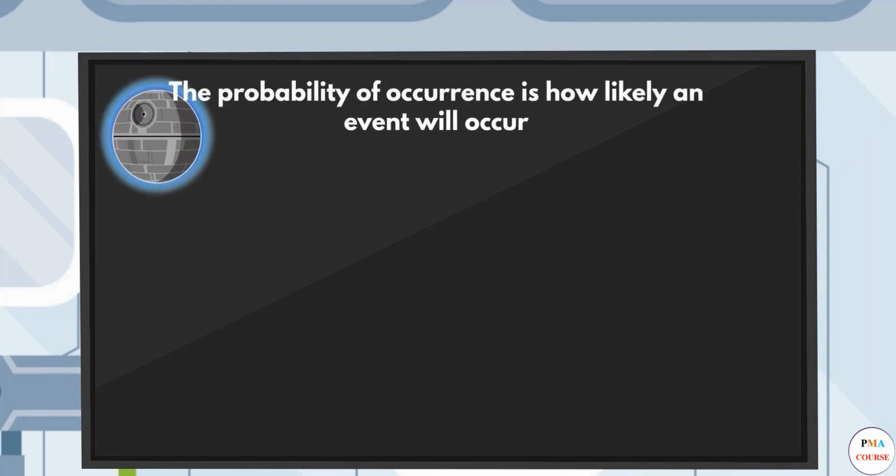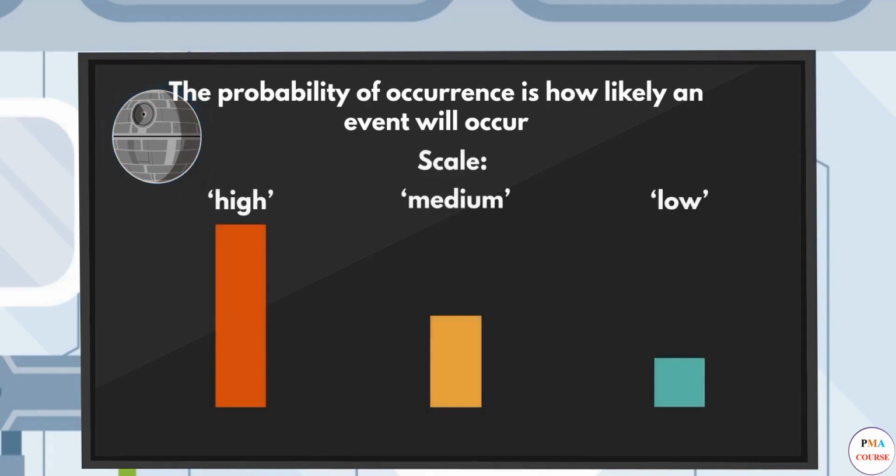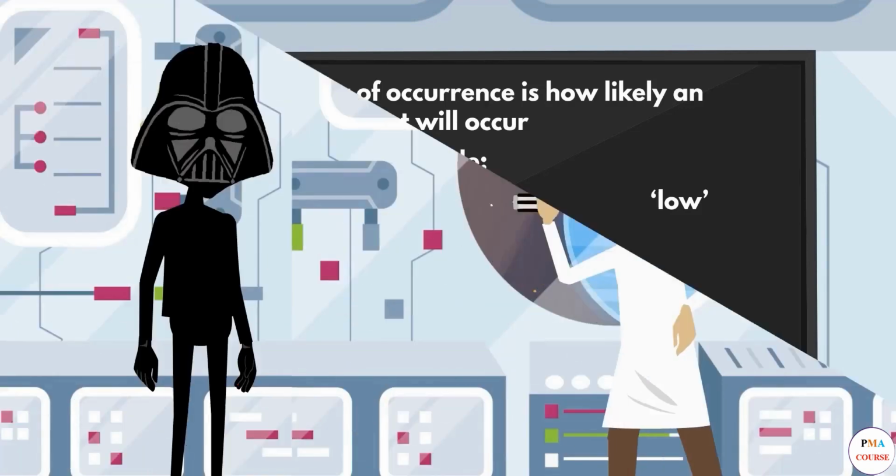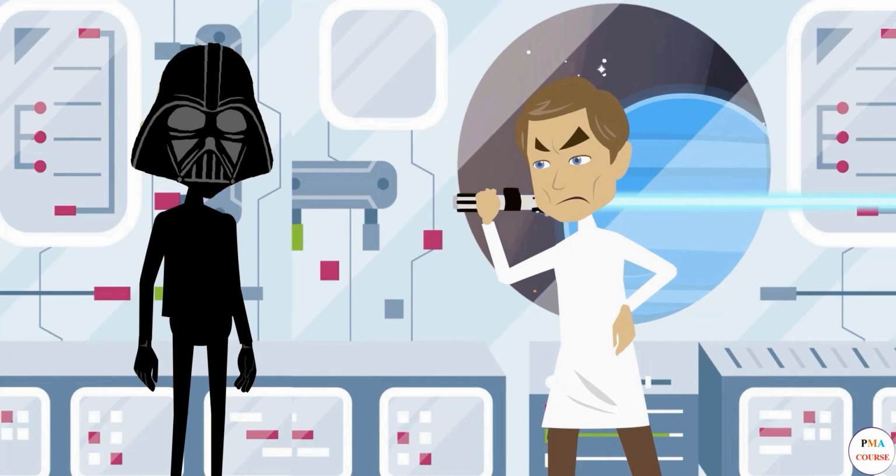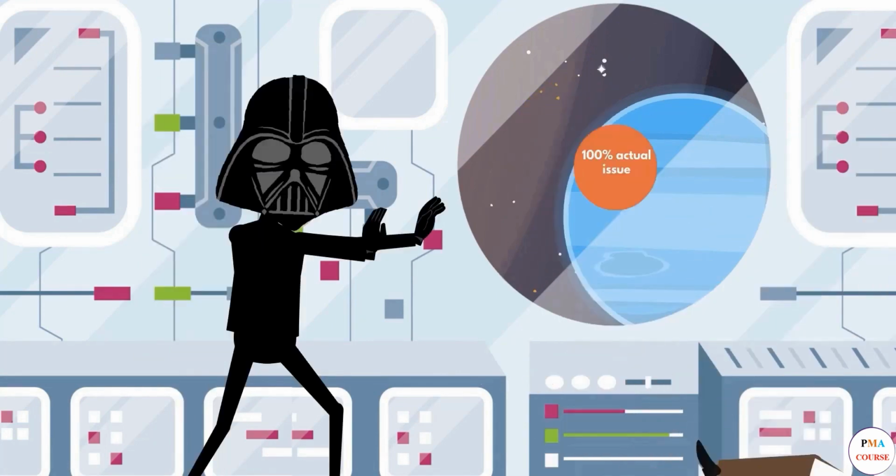Again, a simple scale of high, medium, or low probability can be used, or, depending on the project, perhaps it could be measured by percentage. Obviously, 100% would no longer make it a risk, rather something that is certain and would make it an actual issue.